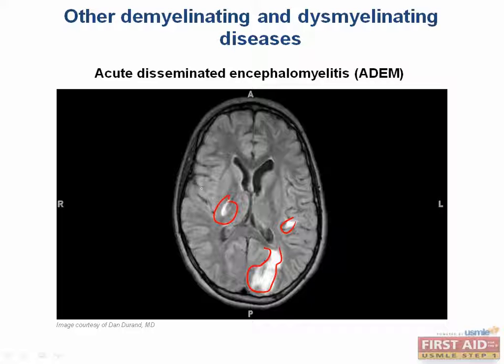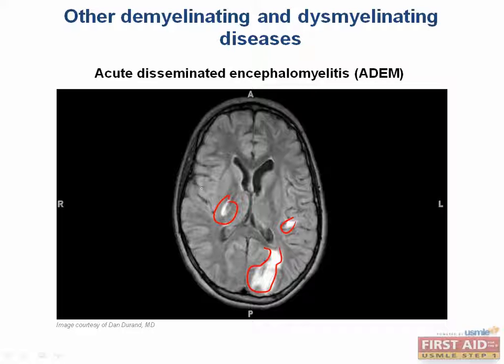However, it is distinguished on the basis of temporality. Now remember, we said that MS has lesions that are separated in time and space. Those in ADEM should occur all at once. ADEM is more pronounced in children. It's another way that you can distinguish it from MS.